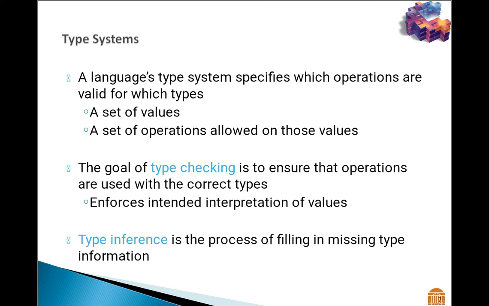Type systems. A language type system specifies which operations are valid for which types, a set of values, and a set of operations allowed on those values. The goal of type checking is to ensure that operations are used with correct types. It enforces the intended interpretation of values. Next is type inference. This is the process of filling in missing type information.